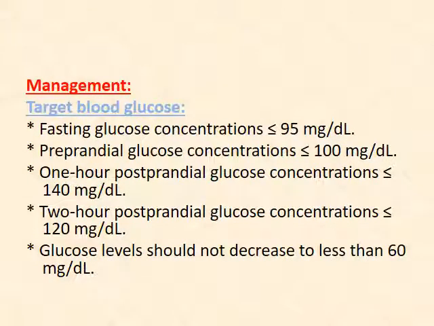How to treat? At the beginning, you must know that the target blood glucose is different, not like non-pregnant diabetes. Fasting must be kept below or equal to 95, 1 hour postprandial below or equal to 140, and 2 hour postprandial kept around 120. Glucose level shouldn't decrease to less than 60.